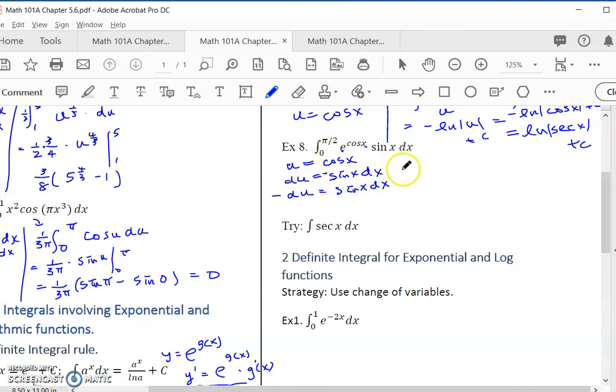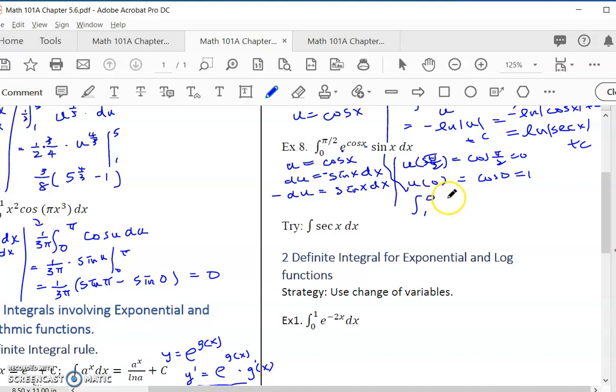We also need to replace the pi over 2. So u of pi over 2 is equal to cosine pi over 2, which equals 0. u of 0 is cosine 0, which equals 1. So the whole thing now changes into limits from 1 to 0. It's kind of switched. The lower number is bigger.